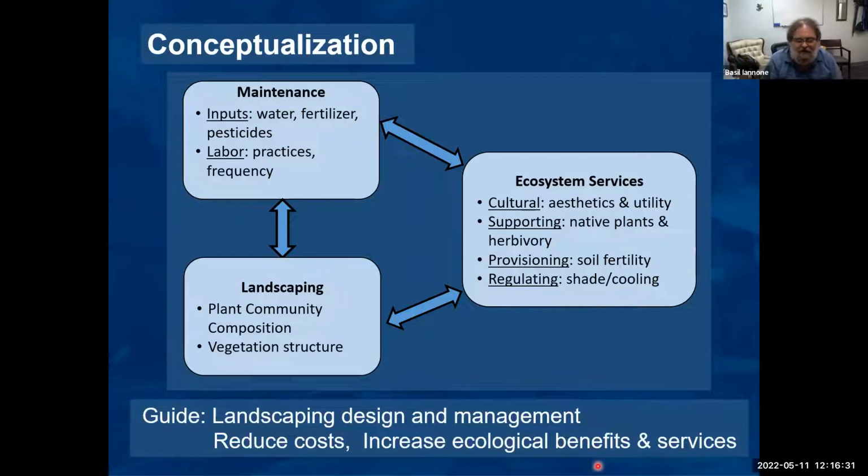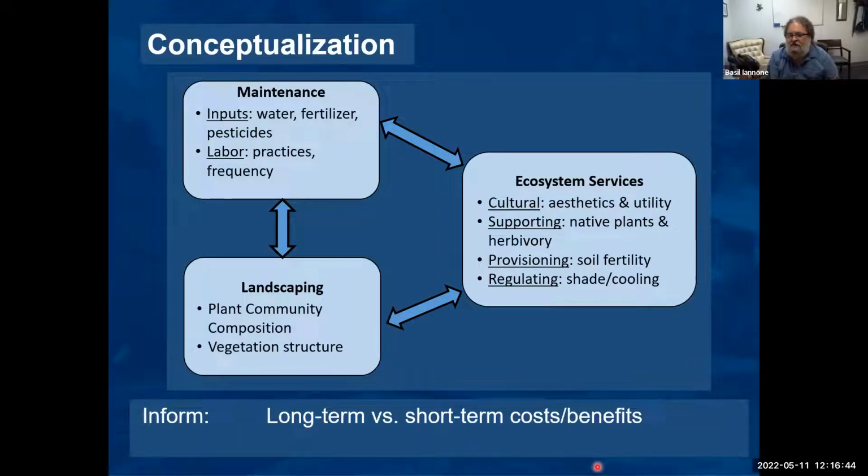Okay, so the idea is if we can quantify the relationships among these variables, we can start to guide landscaping design and management to reduce cost and increase ecological benefits and services, and also to enhance the long-term versus short-term costs and benefits. We also want to inform that sort of balance.